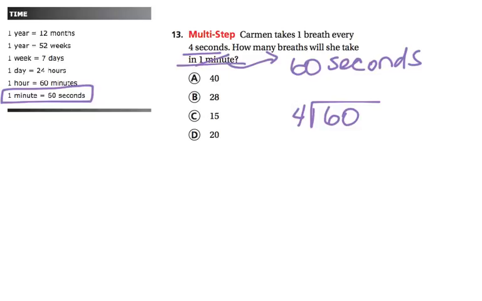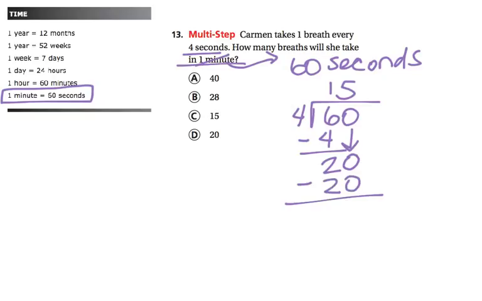Okay, well, 4 goes into 6 1 time. And then 1 times 4 is 4, so I'm going to subtract 4. 6 minus 4 would give me 2. The next step is to bring down my 0. 4 goes into 20 5 times. It goes in there evenly, so I'm able to subtract 20. 20 minus 20 is 0. So therefore, she should take 15 breaths in 60 seconds, or 1 minute.